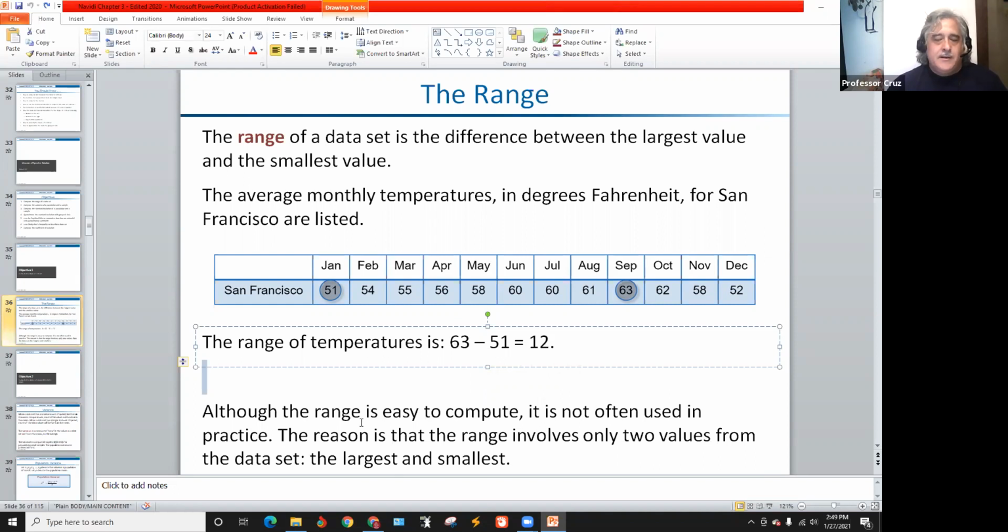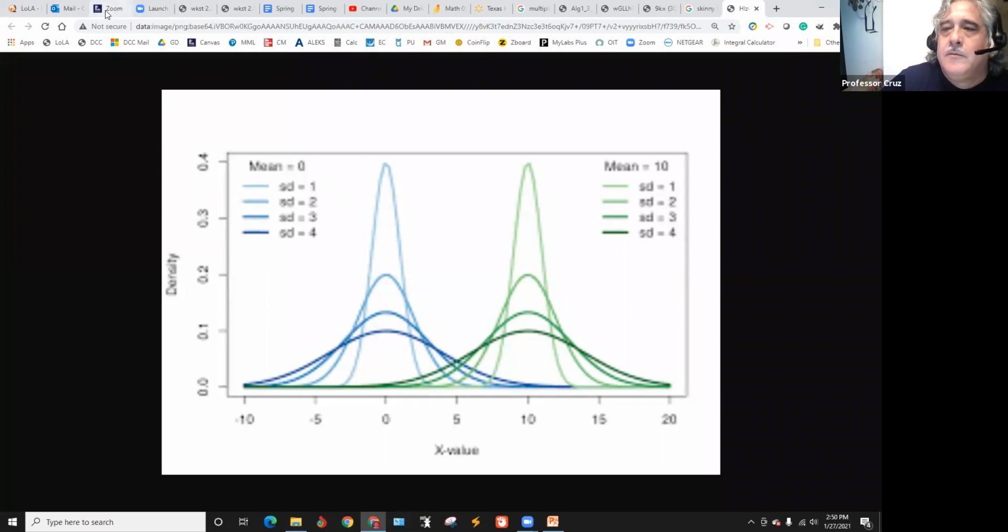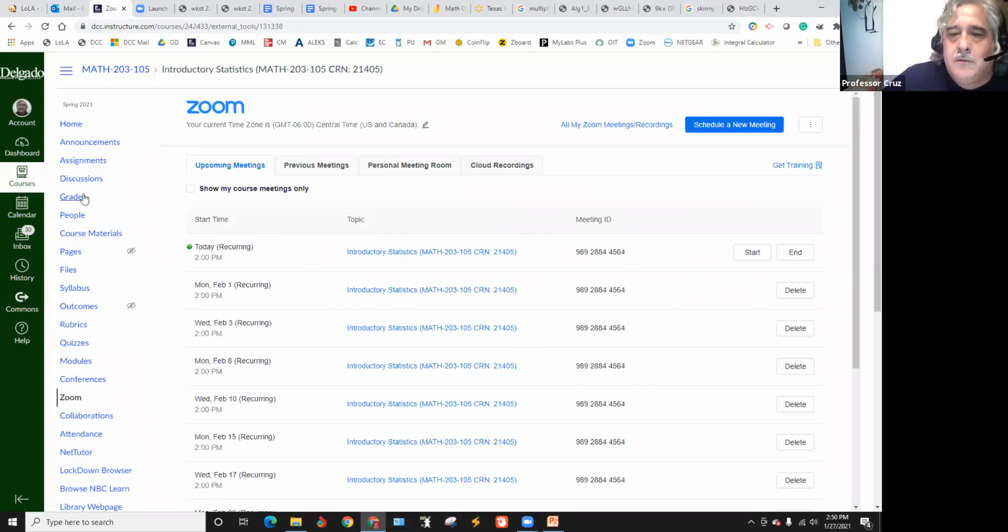So as I said, the range is very easy to compute, but it's really not all that useful. It can kind of tell you how spread out things are. You could kind of look at it. Oh, you know what? Let me look at something real quick. I think this is one of the things I have in my notes that's worth looking at for this chapter.